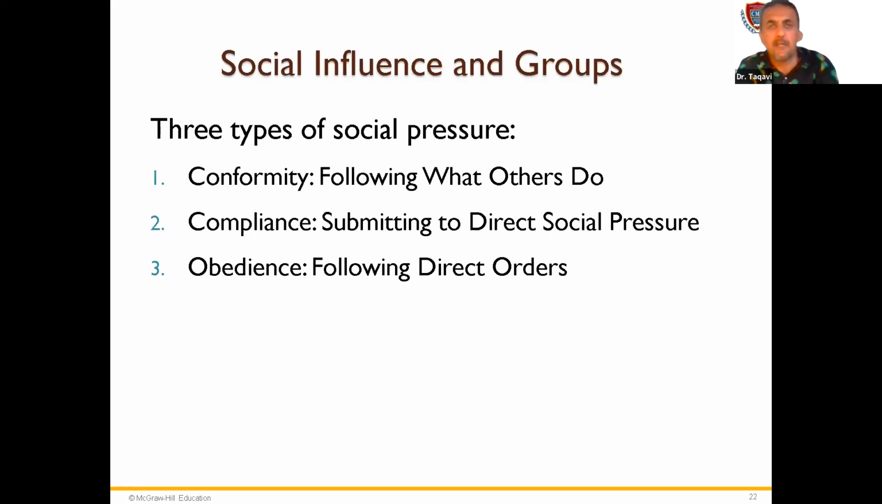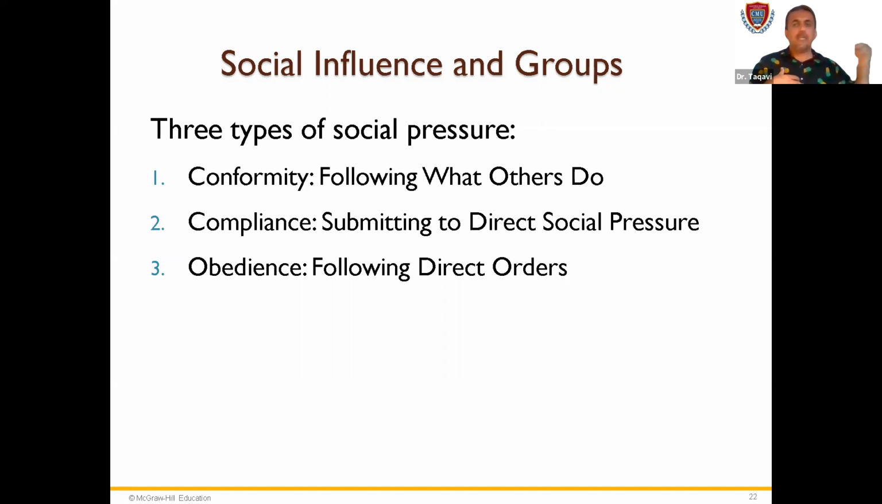We have three types of social influence: conformity, compliance, and obedience. Conformity: following what others do. A very simple definition of conformity. Following what other people do. And compliance: submitting to direct social pressure. And obedience: following direct orders. This is something different from conformity and compliance. In obedience, you have some orders and you follow the direct orders.